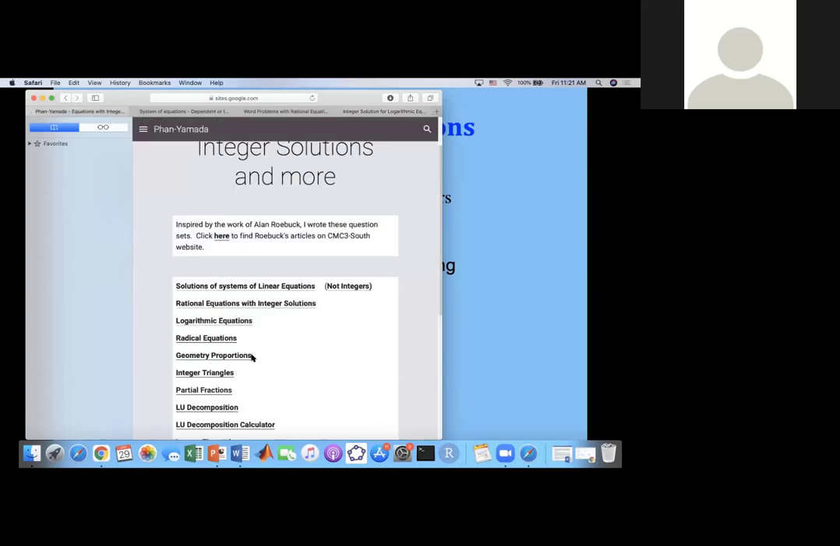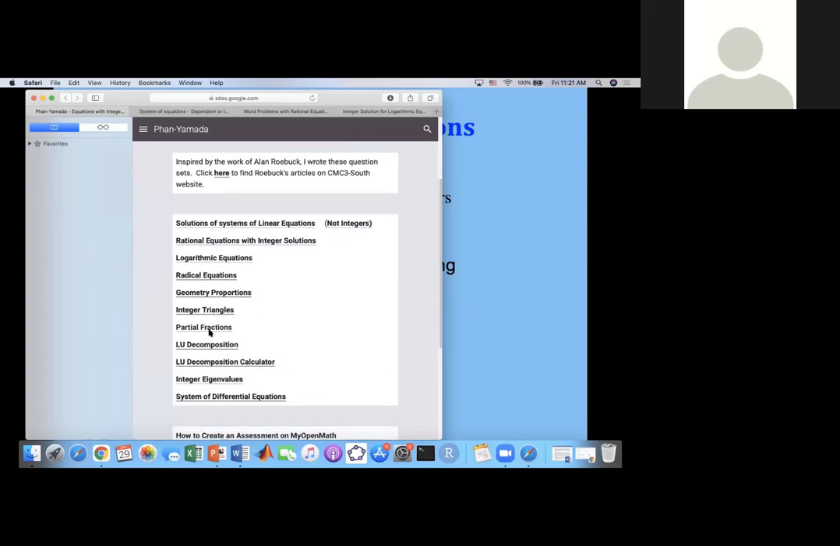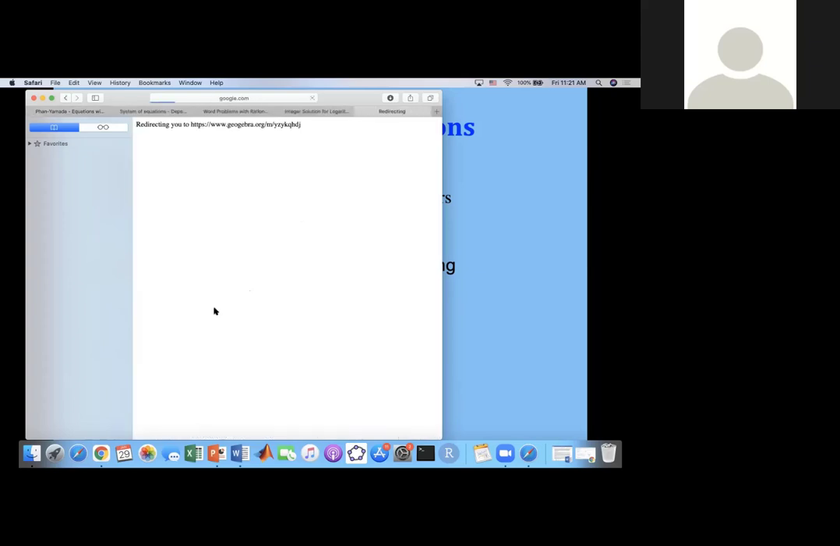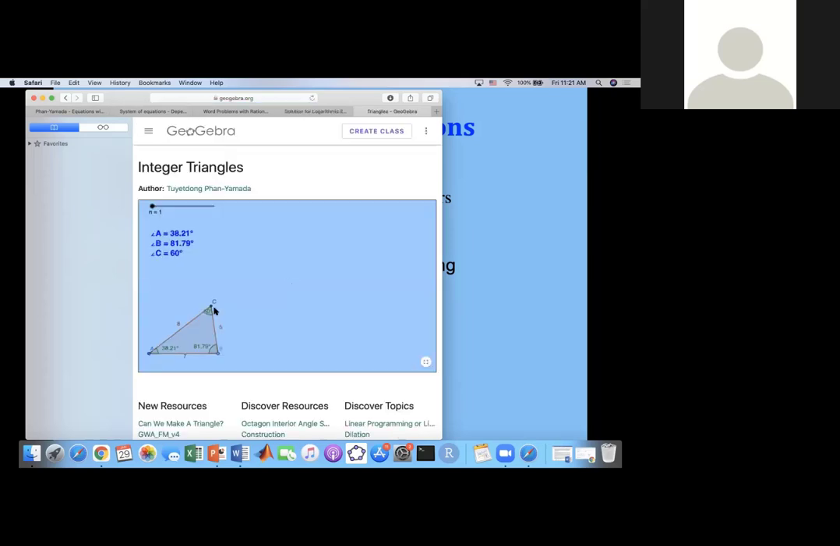And then I have, for geometry proportion, if you teach this one, triangles with integer sides. That's also kind of hard to come up with. I have a set of three things. You move the n to change all the sides here. At least this angle right here is 60 degrees. You change the sides and see how it moves, all sides are integers and this angle is 60. And then I have something with 120 degrees too.